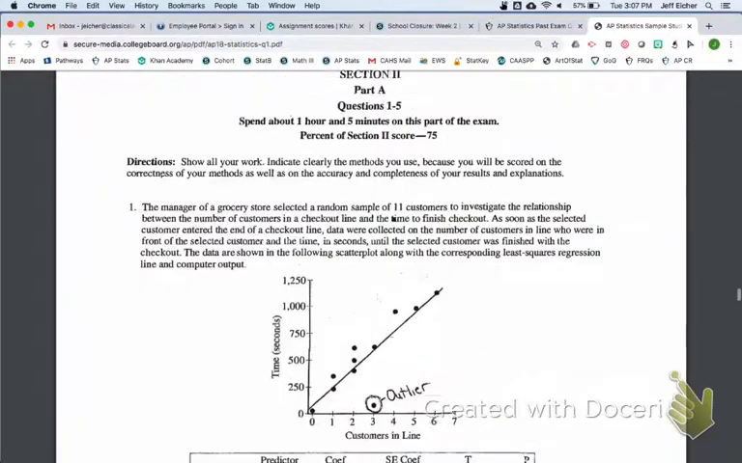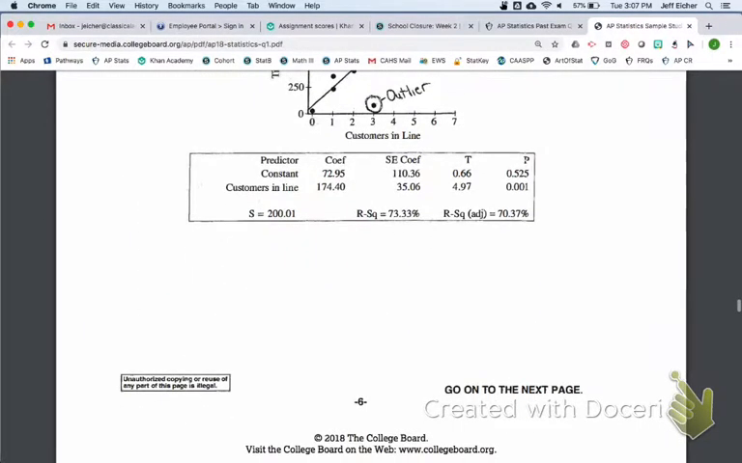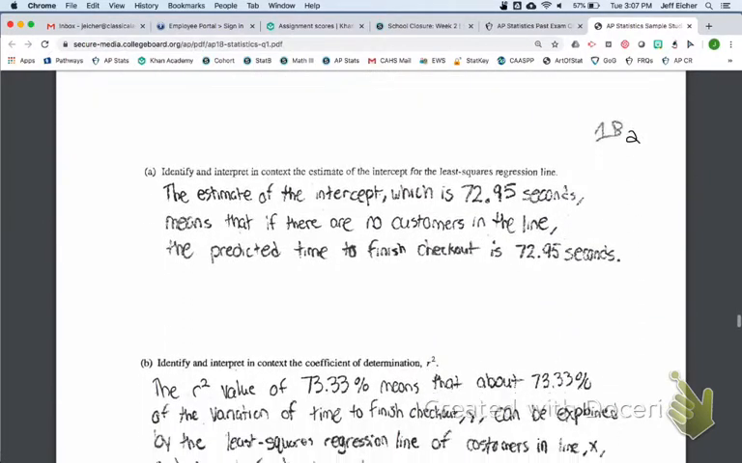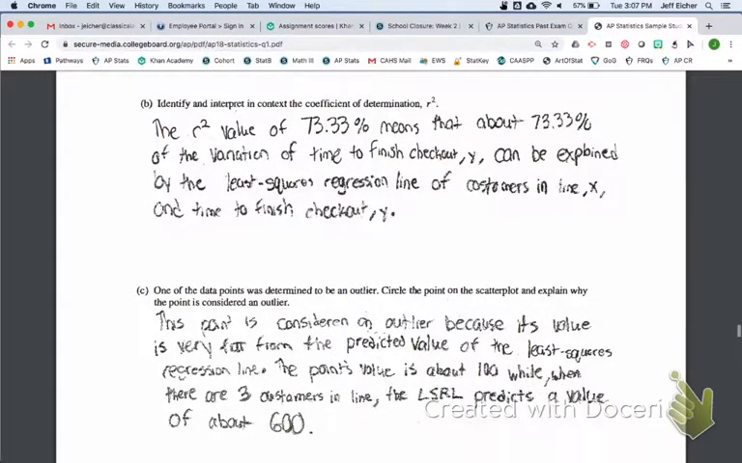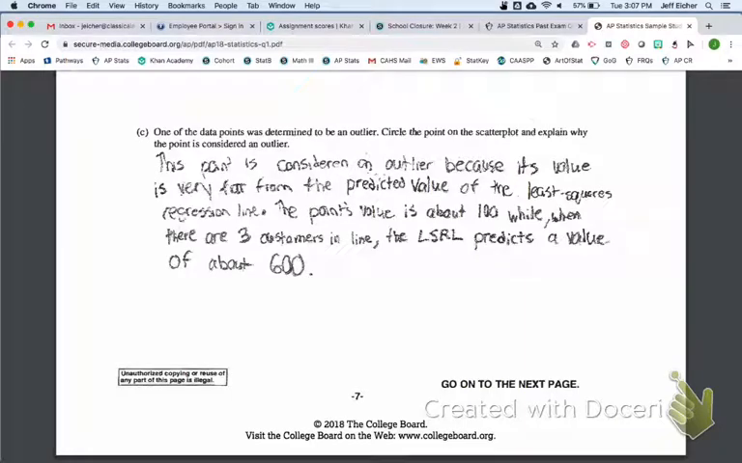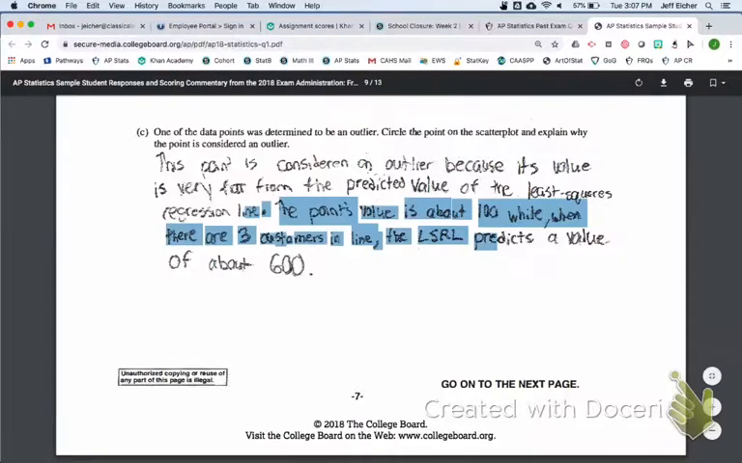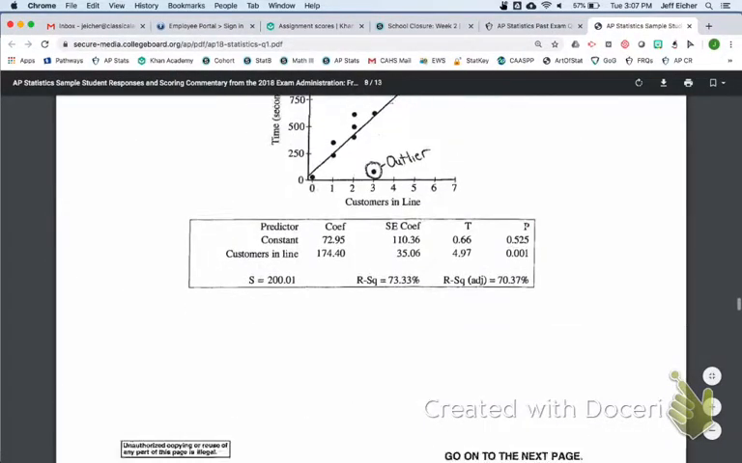Let's check out another one. This student circled the outlier. This student says, this point is considered an outlier because its value is very far from the predicted value of the least squares regression line. The point's value is about 100, while when there are 3 customers in line, the least squares regression line predicts a value of about 600. So how do you think that would be scored? They're already at a partial because they did circle the point. Do they get an E?